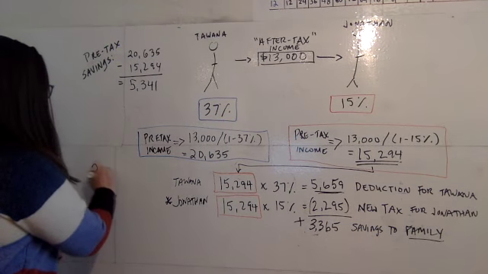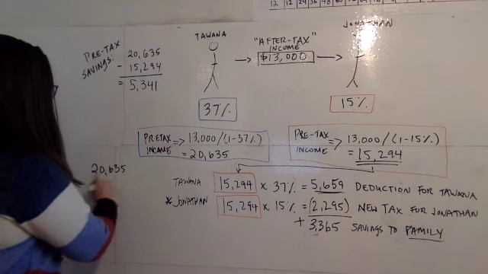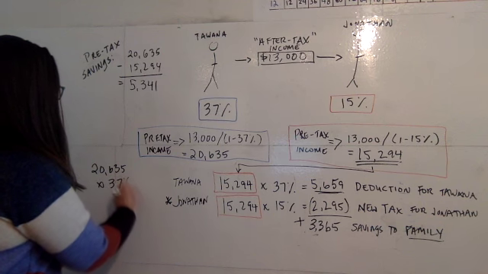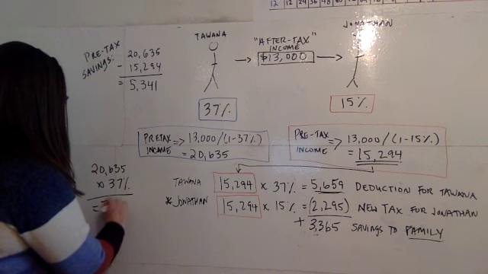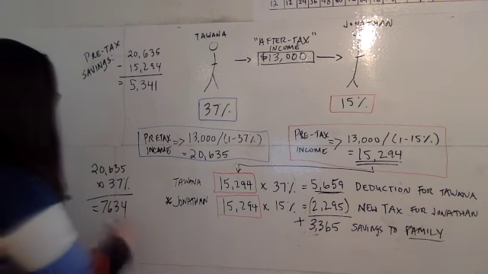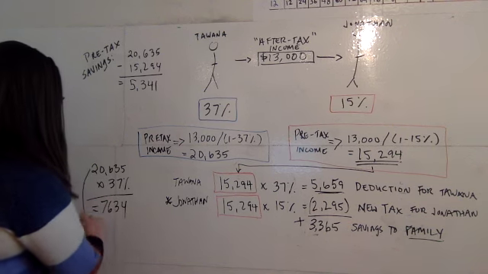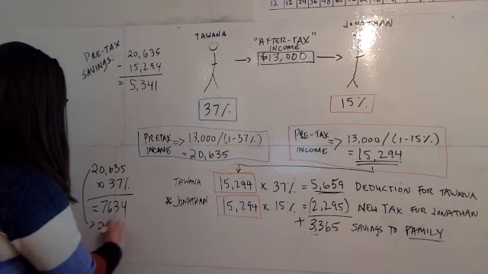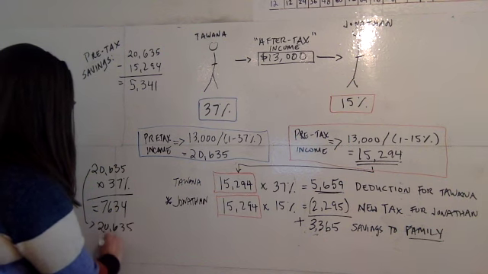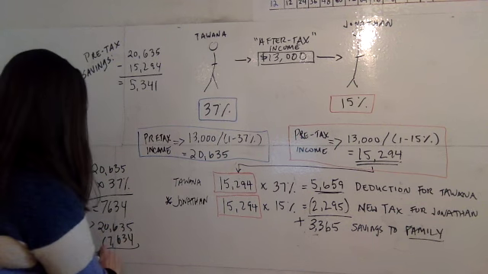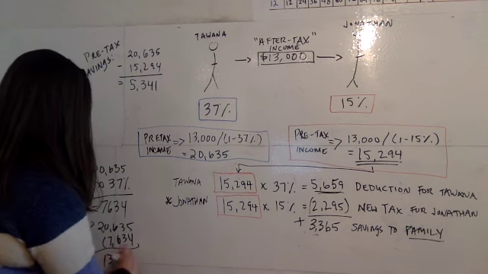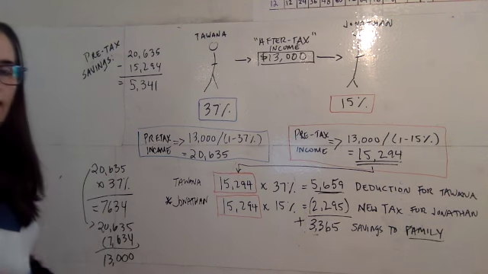Do 20,635 times a rate of 37% equals 7,634. And then we take the same number, 20,635 minus 7,634, and you get 13,000. Okay, so do that math if you need to.